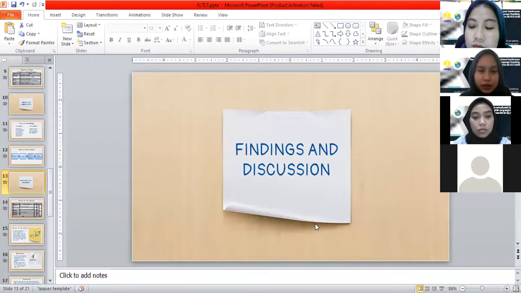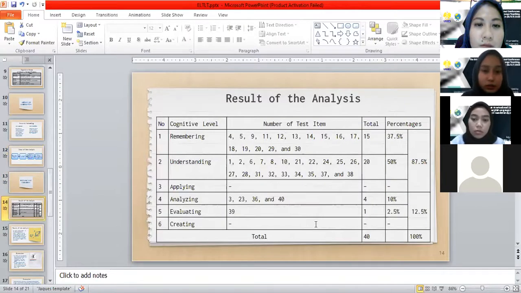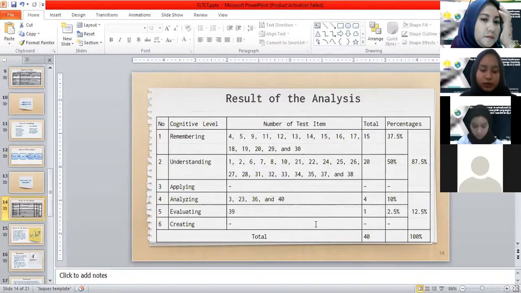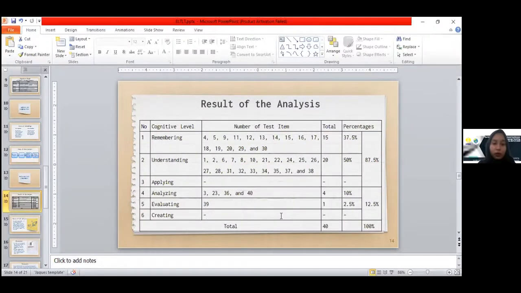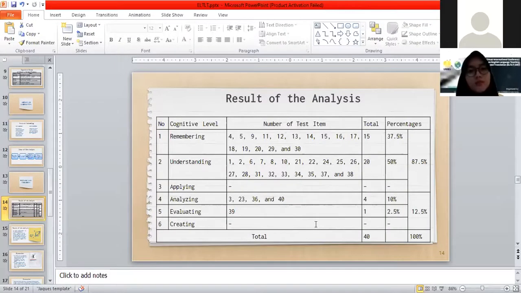Okay, and the next is the findings and discussion. It can be seen in the PPT. For the result of the analysis based on Bloom's revised taxonomy, there are 15 items in the remembering level, and all are categorized into the recalling category. There are 20 test items of understanding, and from the seven categories, 1 test item belongs to interpreting, 6 test items belong to summarizing, and 13 test items belong to inferring. Then for the analyzing level, there are 4 test items, and from the three categories, 1 test item belongs to differentiating, and 3 test items belong to organizing. And the last, there is 1 test item in the evaluating level of the critiquing category, while the applying and creating levels were not found in the teacher methods.